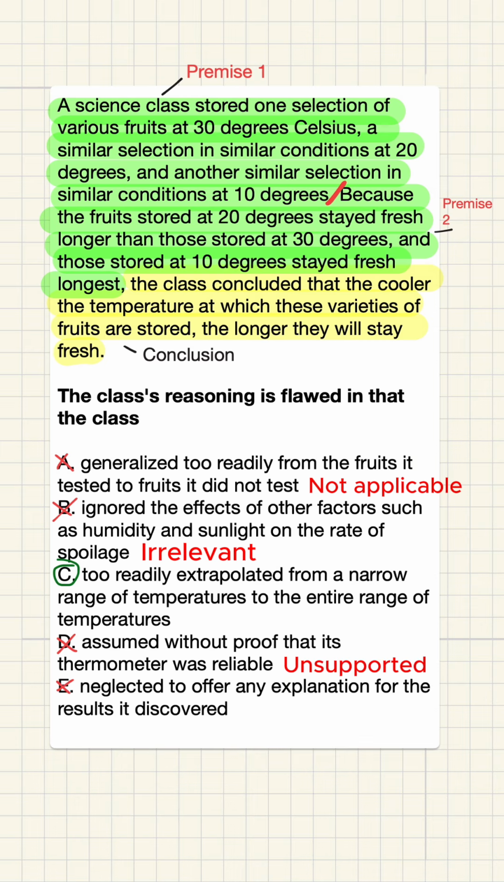E says the class failed to explain the results, but the conclusion is simply about the relationship between temperature and freshness. It doesn't need to explain why that relationship exists. So the flaw is clear. The class observed a pattern within 3 temperatures and assumed it must hold across all temperatures.